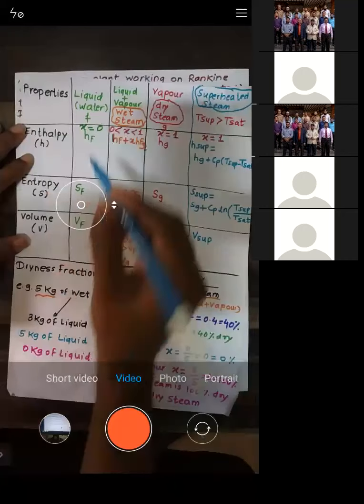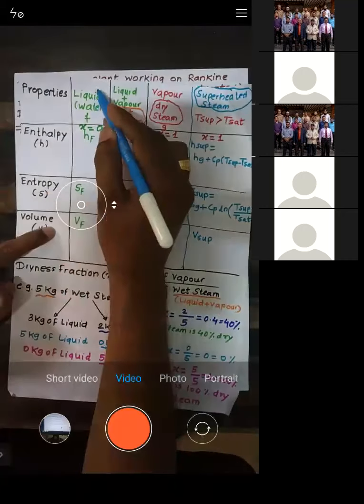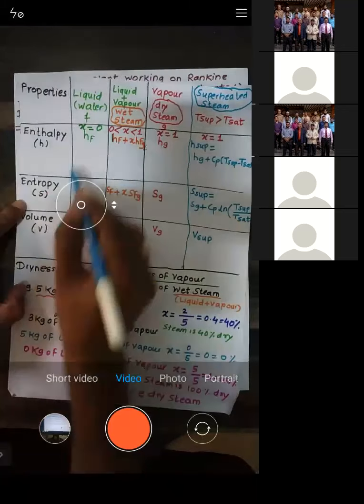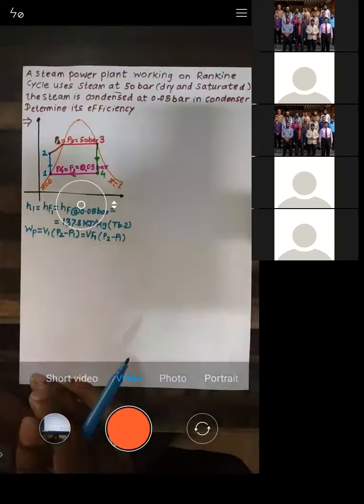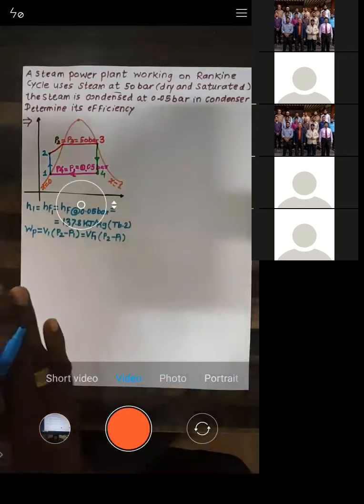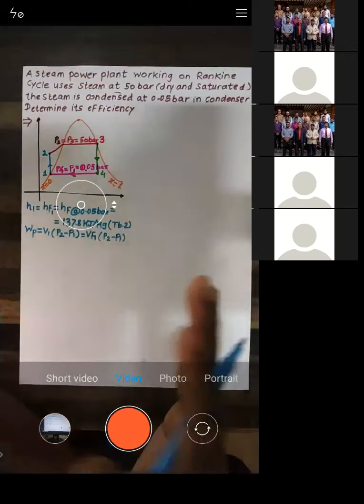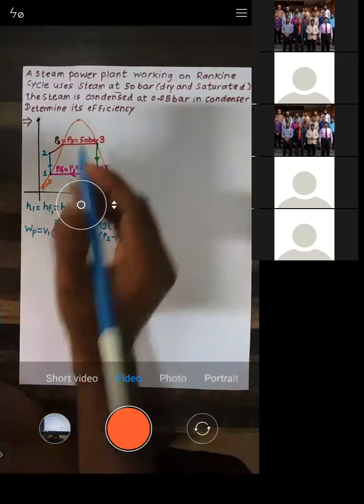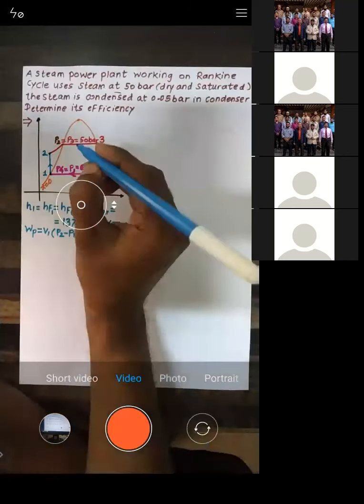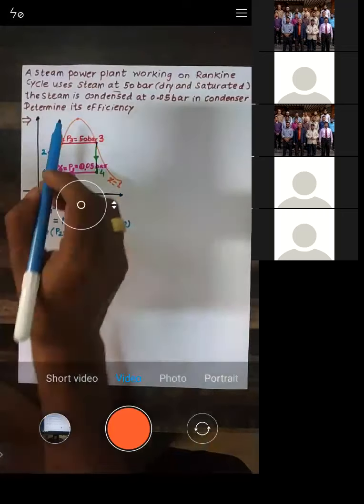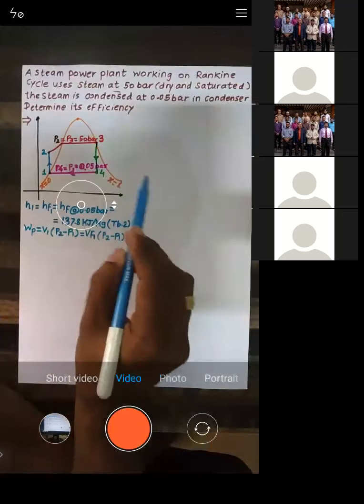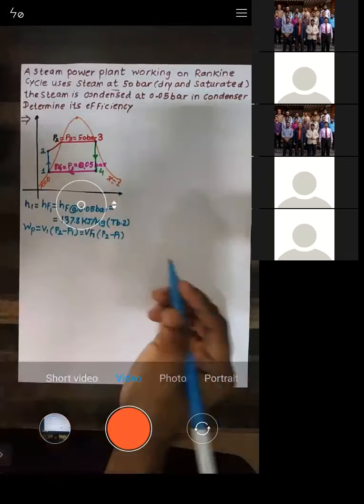It's a liquid. So how to calculate the volume of a liquid? It is given by vf. Liquid is always indicated by f, and whenever it's a dry steam, it is g. These are the only things you need to remember. Any point on the line where x is equal to 0, we need to take f. Any point on the line where x is equal to 1, we need to take g. This is the simple way to understand.